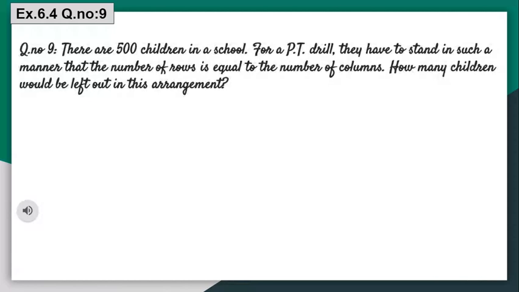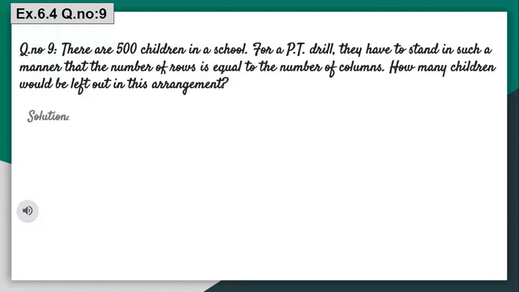So first we have to take the square root of 500 and see how much number is remaining. That number we have to subtract from the 500. We will get the perfect square. So the remainder number is the number of children we have to take out from this group, isn't it? So you have to do the solution.